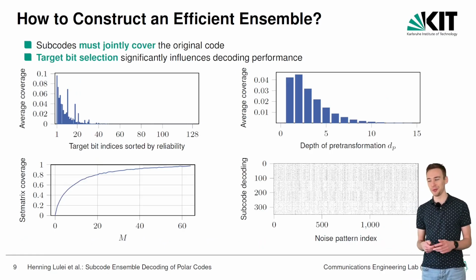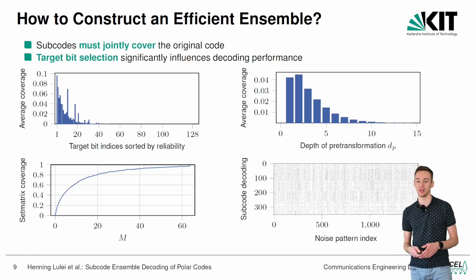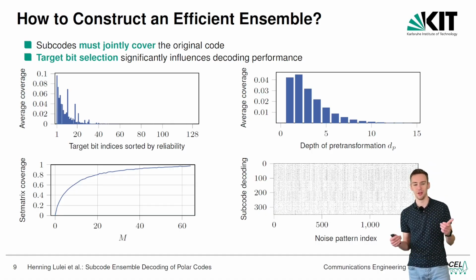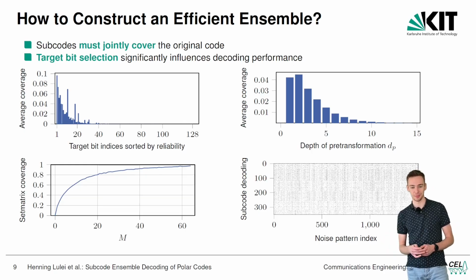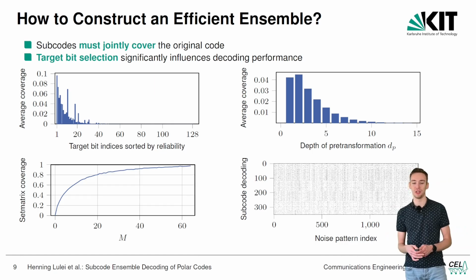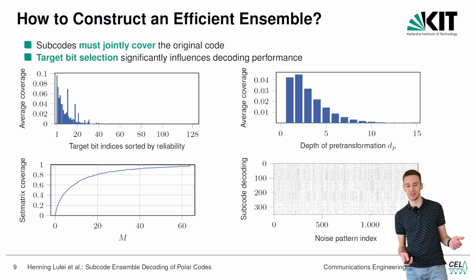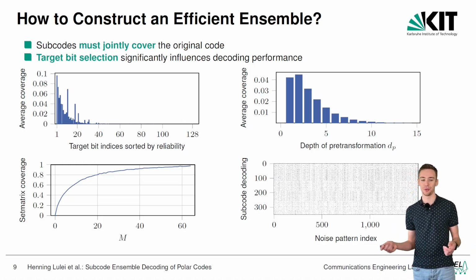But one very important question is how to actually select those subcodes, as there are billions or trillions of subcodes, and which one is the most suitable for which scenario. We performed plenty of analysis for that, and we will look into a few right now. The first one, and probably most important one, is in the top left, where we looked at the target bits. On the x-axis we have our target bits, and they are sorted by their reliability according to density evolution, with the least reliable bits on the left and the most reliable bits on the right.